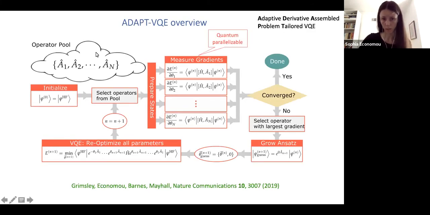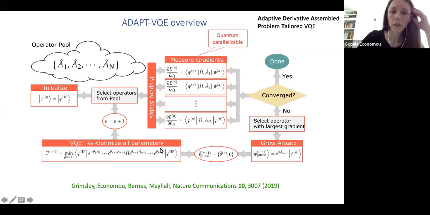And this is a schematic that's taken from our early paper. You initialize, select operators from your pool, and you measure the gradient of each one of them with respect to the state at that given step. And then you choose the one that has the largest gradient. If this gradient is larger than some threshold, you append it. And then the ansatz is now grown by exactly one unitary.